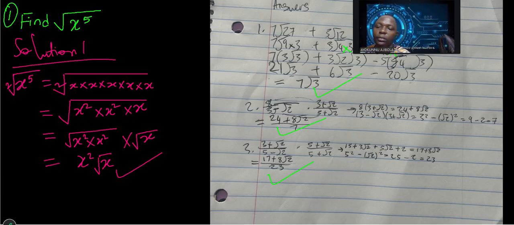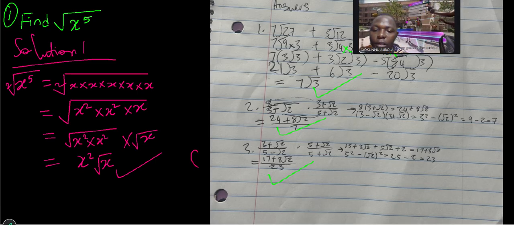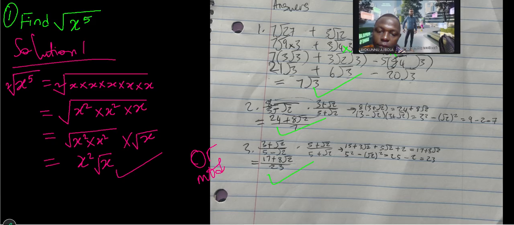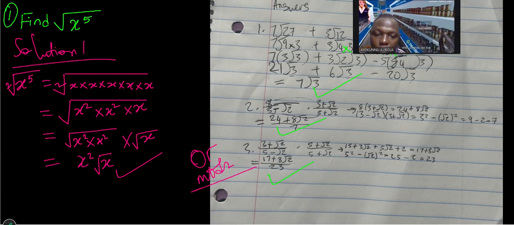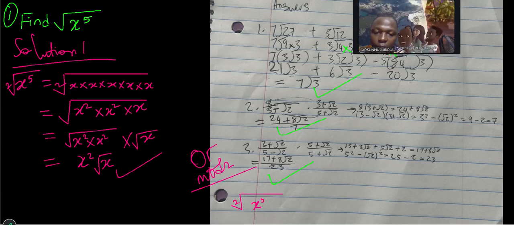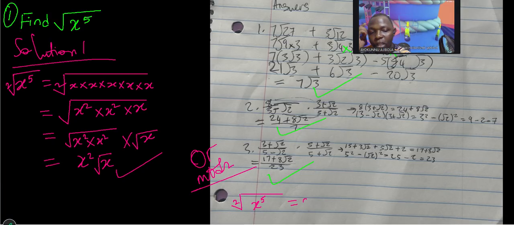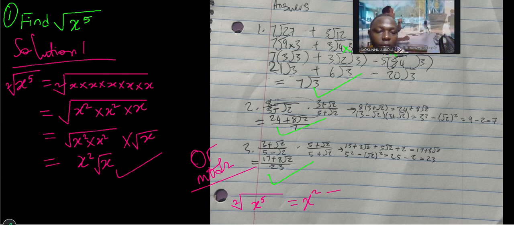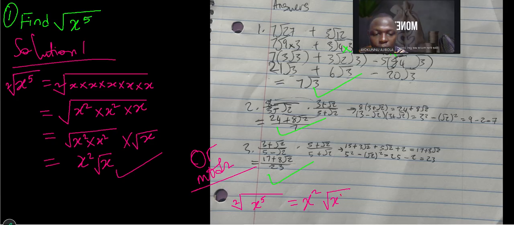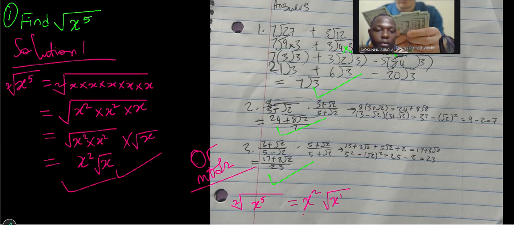Alternatively, like I said, there are two methods. So method 2, because we're finding the square root of x raised to the power 5, we'll just say, okay, how many times does 2 go in 5? That is 2 times, so that gives us x squared. Then it remains only one time, which is x squared root x, which is the same thing as this, okay? Okay. Yeah, you can see this second method is very fast, right?